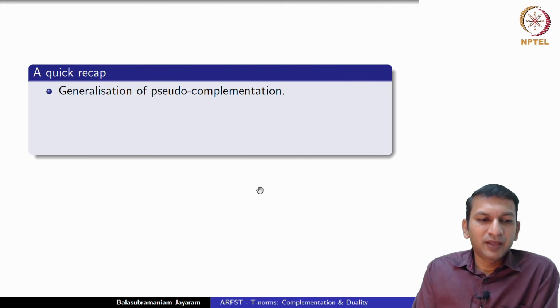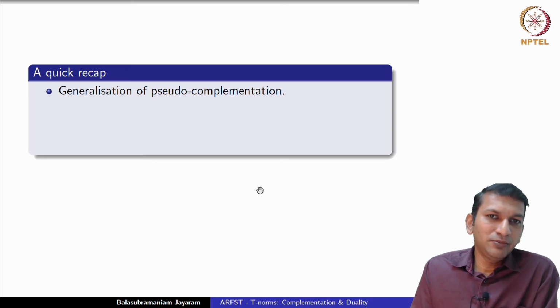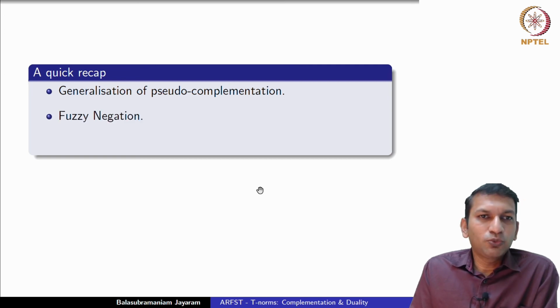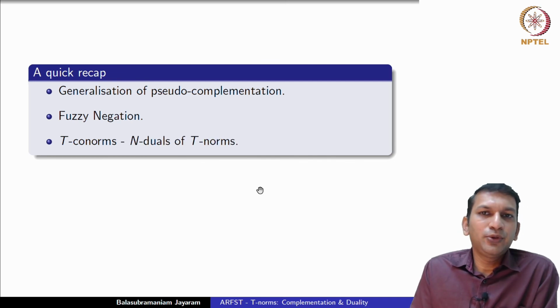Finally, in this lecture, what we have seen is a generalization of a pseudo-complementation, which is what we call a natural negation of a T-norm. From there, we generalize what could be a fuzzy negation. Just the boundary and the monotonicity conditions were imposed on it. Other properties were desirable. Finally, we looked at one particular generalization of fuzzy disjunction, which we call the T-conorms, and we saw them as N-duals of T-norms.